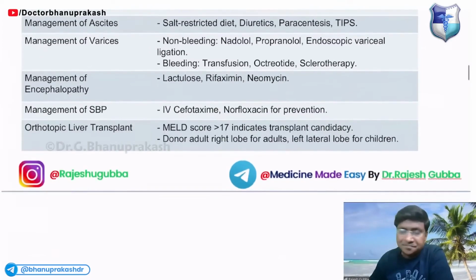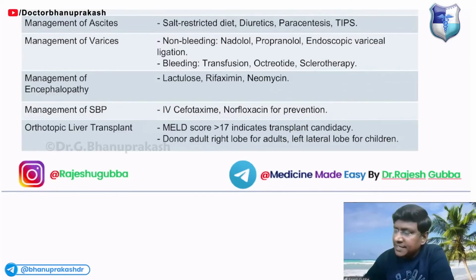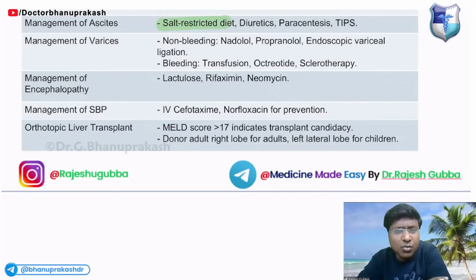Now, coming to the treatment that you will be giving in liver cirrhosis. So basically, what is the problem in liver cirrhosis? There is ascites, there is pedal edema, there is fluid overload. For that reason, you need to give a salt-restricted diet, and you should give diuretics. What are the diuretics that you will be giving? Mainly furosemide as well as spironolactone.